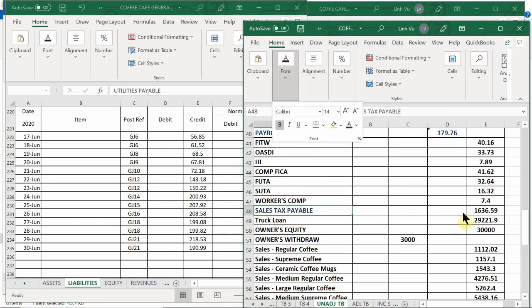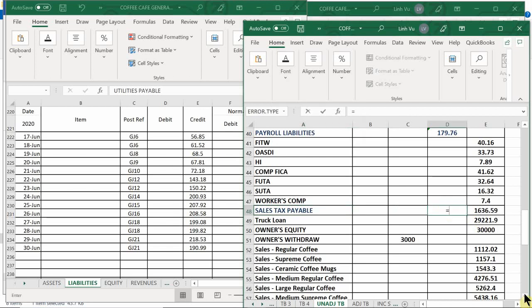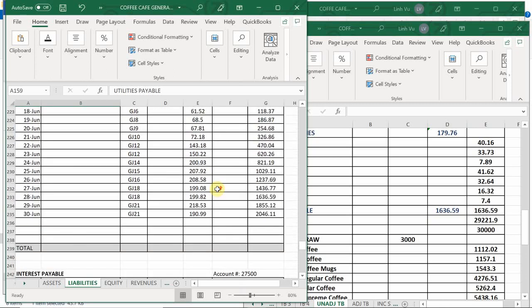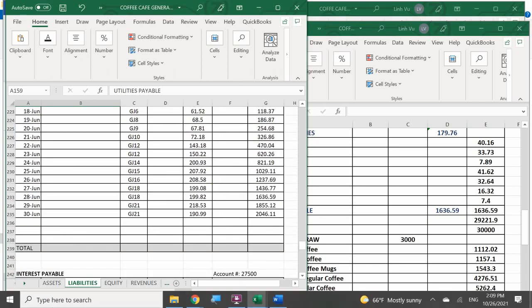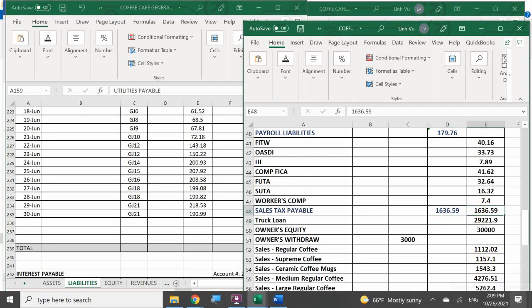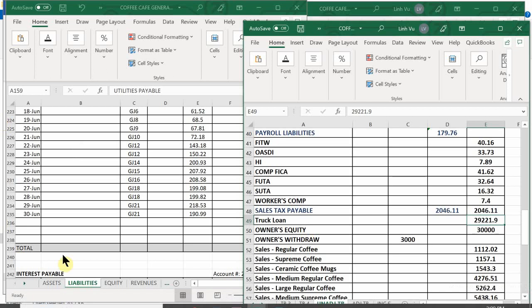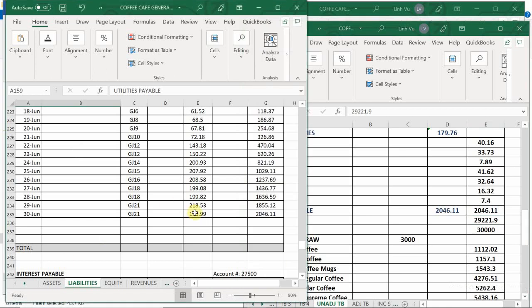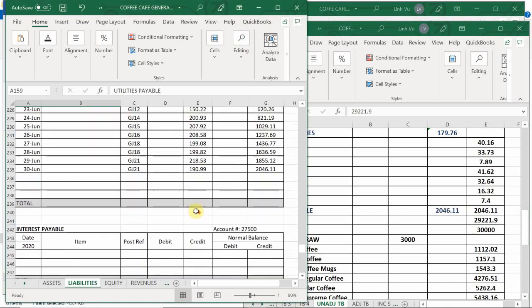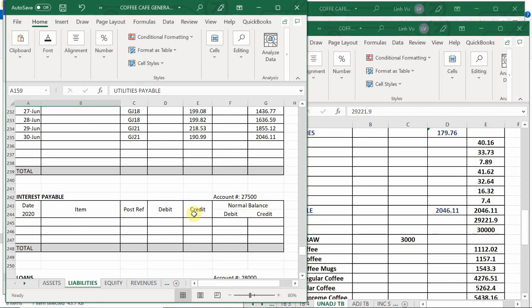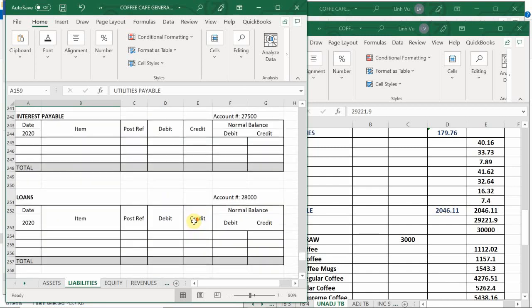My total amount of sales tax payable, right, is going to be the same here. So what is the amount of my sales tax payable? 2046.11. Okay, that is my total sales tax payable. Do I have any interest payable? Nope, not yet. Okay.